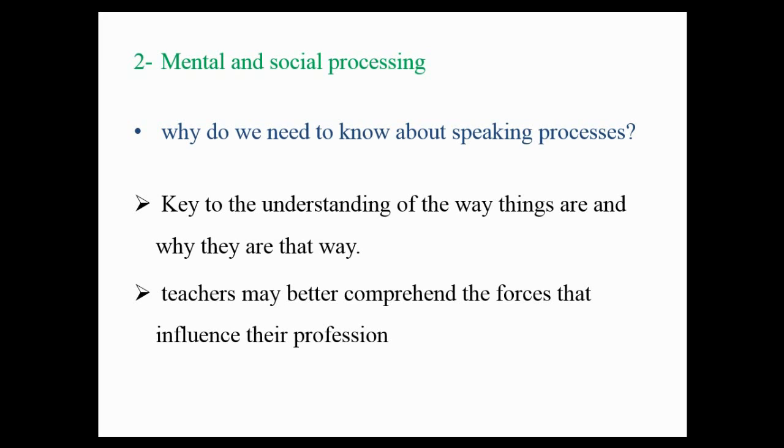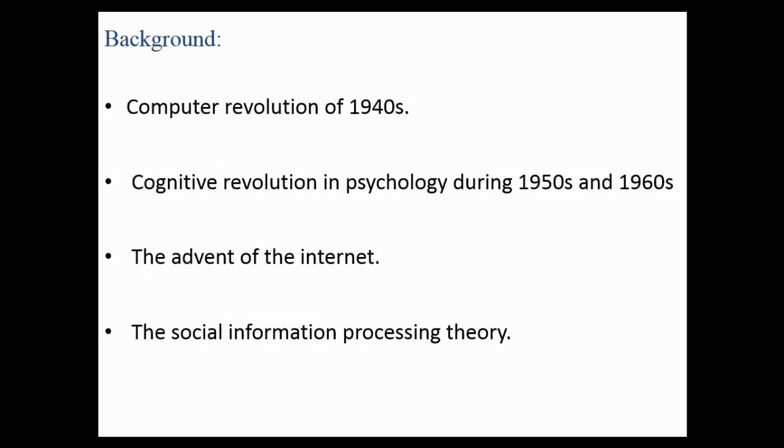Now, let's go back in history to enlarge our minds concerning the background of mental and social processing. Several historical markers can be identified approximately. The computer revolution of the 1940s led in turn to a cognitive revolution in psychology during the 1950s and 1960s. The focus was upon information processing, leading to an interest in internal and mental processes rather than just the overt behavior that had dominated during the preceding 50 years.